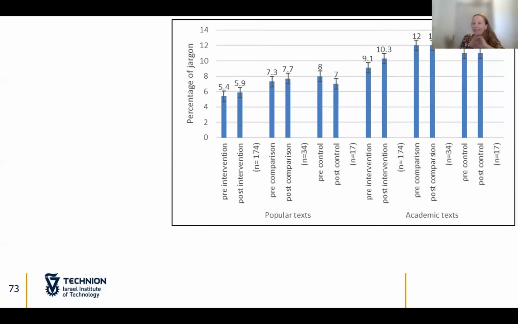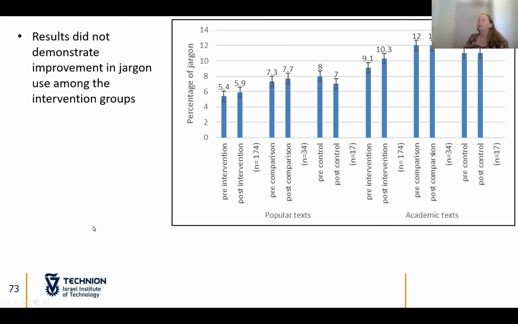Now, let's ask, does it interfere? So if you teach someone popular writing, will it interfere with academic writing? And you see two things. The bad one is that the results did not demonstrate improvement in jargon use among intervention groups. So this is, for example, the intervention group. This is pre-intervention, 5.4% jargon, and this is post-intervention, almost 6. So we didn't see that teaching them a lesson about science communication helped at all to use less jargon.